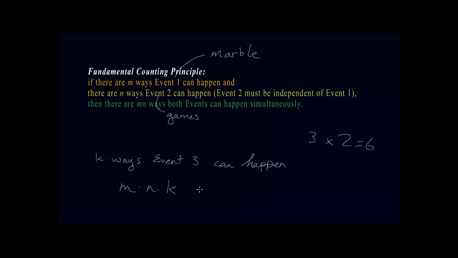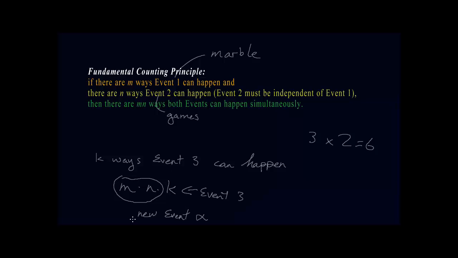The reasoning behind this is that we can treat event 1 times event 2 as one event. So this becomes the new event, or let's not say event 1 because that's a bit confusing. Let's just call this event alpha. So there are m times n ways that event alpha can happen. Let's call this event 3, and there are k ways event 3 can happen. So by our fundamental counting principle, we have technically 2 events, alpha and event 3, which means that there must be the product of these two, m times n times k ways that both events can happen simultaneously.